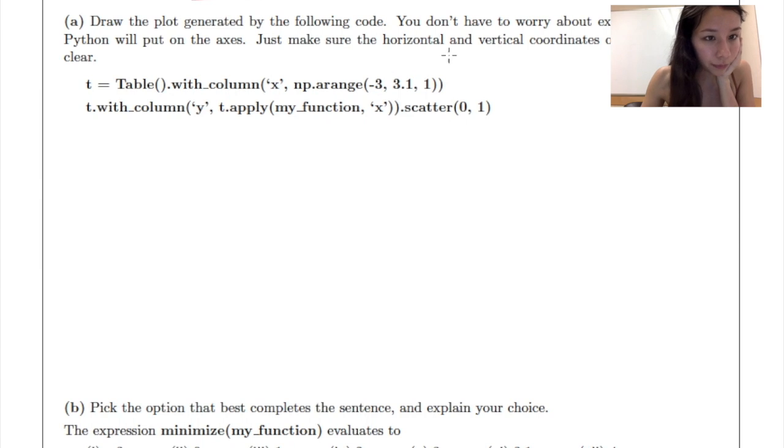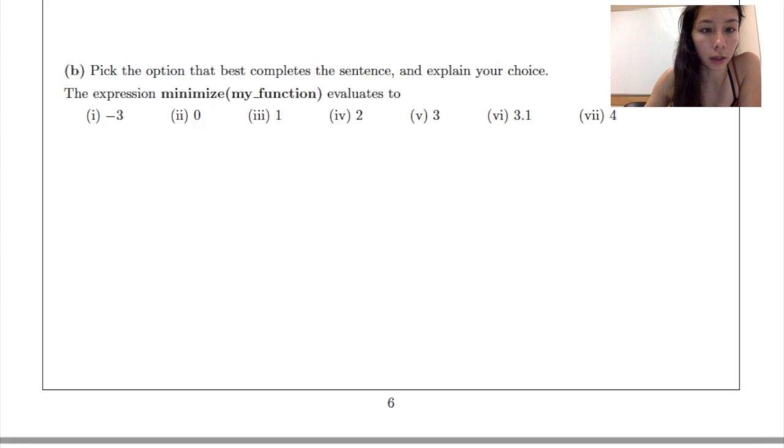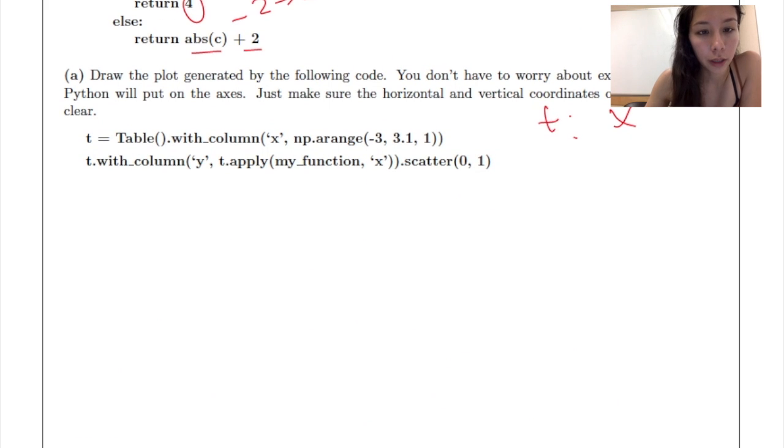Okay, so first thing we see is that we're making this table called T. So I'm going to just go ahead and draw out really quickly what T would look like, because that's generally what I do when I see that a question has a table in it. Alright, so T has this column X, which has np.arange(-3, 3.1, 1). So that's going to be -3, -2, -1, 0, 1, 2, 3.